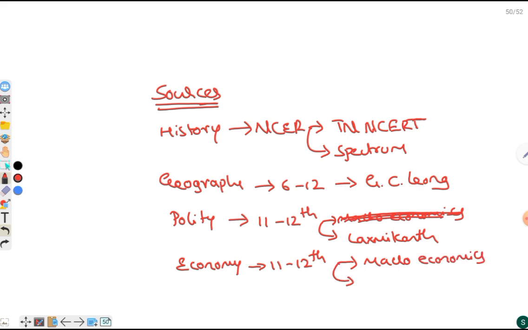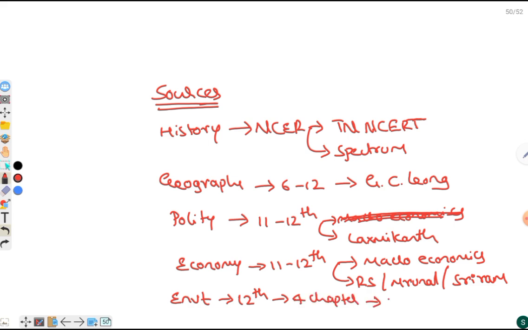In economy, you have to refer to the 11th and 12th NCERT, cover macroeconomics, and for standard source either refer to Ramesh Singh or Mrunal sir's notes or Sriram IAS notes. Then comes environment. For environment, in the 12th biology book you have to cover the last 4 chapters and rely on PMF IAS notes or Shankar IAS notes. These are the sources you have to refer to, and I also told how to read the sources. Thank you friends.